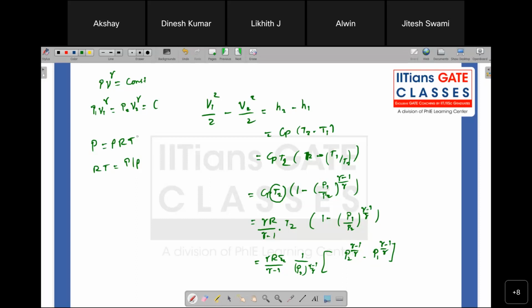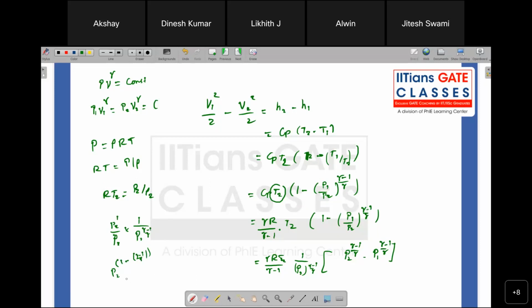So I know RT2 is nothing but I can write in terms of P by rho. So I'm just taking this term here so that our calculations look easy. So I can write RT2 is equal to P2 by rho 2. So if I replace over here, that becomes P2 by rho 2 times 1 divided by P2 to the power of gamma minus 1 by gamma. So now I have P2 to the power of 1 and P2 to the power of gamma minus 1 by gamma. So that becomes P2 to the power of 1 minus gamma minus 1 by gamma.